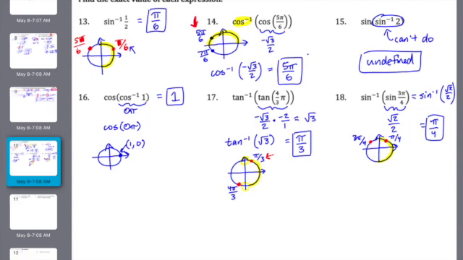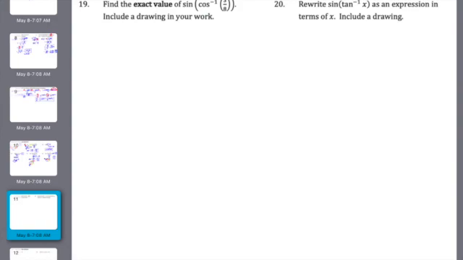Okay, we are going to move on to number 19, which says find the exact value of sine of cosine inverse of 3/8, and we're going to include a drawing. So first, this right here gives us some information. So if we know that the cosine inverse is 3/8, we're actually just going to draw any old right triangle. It doesn't really matter what it looks like. And I'm going to say that this is angle theta there.